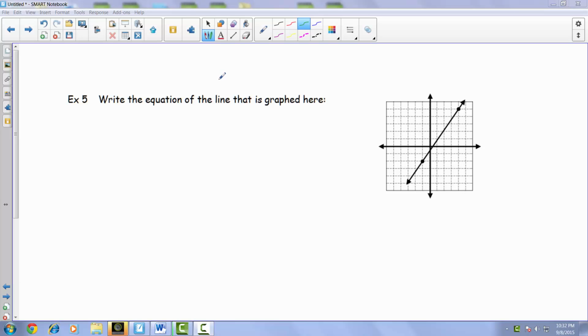Here we are looking at example 5 from our 2.4 number 1 set of notes. We're asked to write the equation of the line that is graphed right here. Well, we see that we have this line with 2 points that are very identifiable. This first point happens to be -1, -2. And this other point looks like it comes out to be 1, 2, 3, 4, 5.